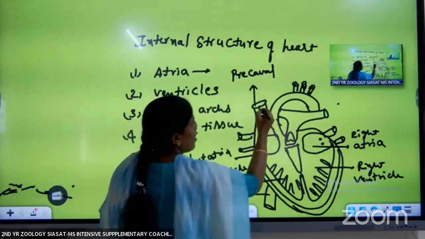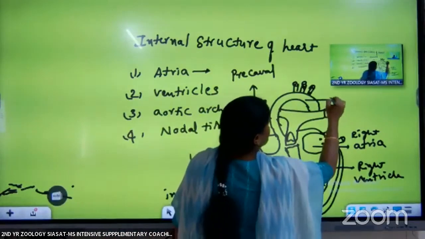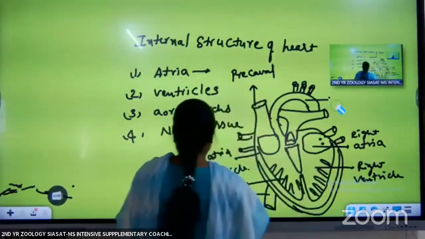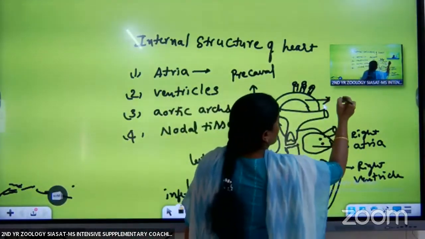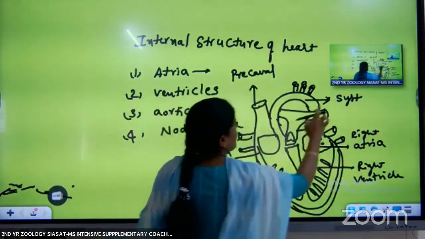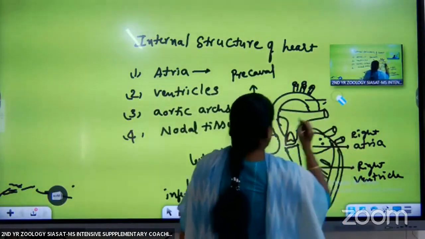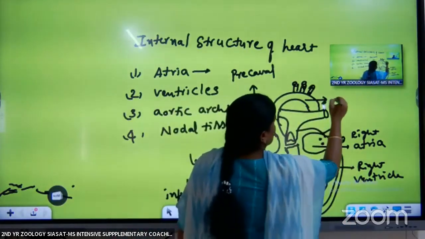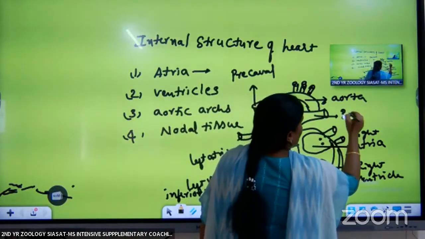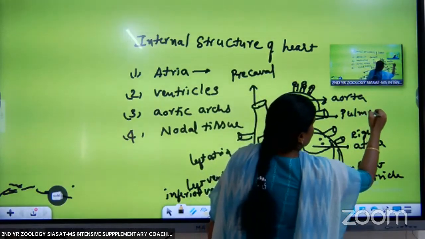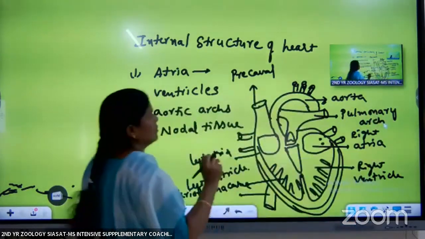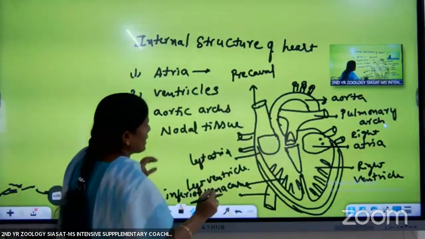Next, here are the arches. This one is called the systemic arch, also called the aorta. And this one is called the pulmonary arch, the pulmonary artery. Here, this is the internal structure of the heart.